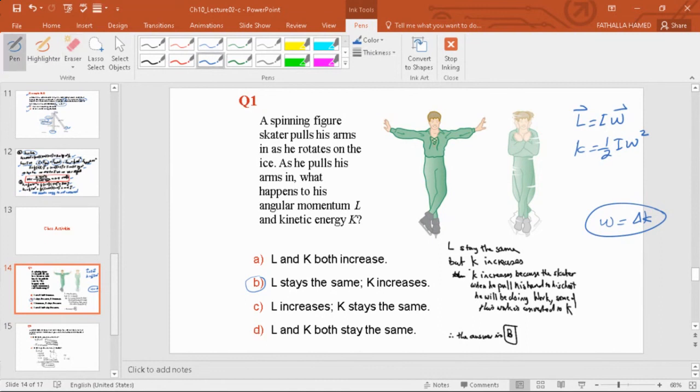But the kinetic energy is going to do what? It's going to increase, because with that work, you're adding to the kinetic energy. And that's why we say here that L stays the same, but the kinetic energy can increase. And you can work it out, by the way. You can look at the change in omega and the change in the moment of inertia, and you can basically look at what happens. So the answer here is B.